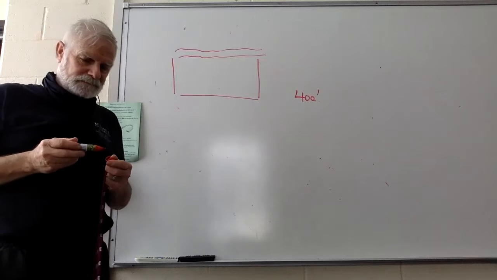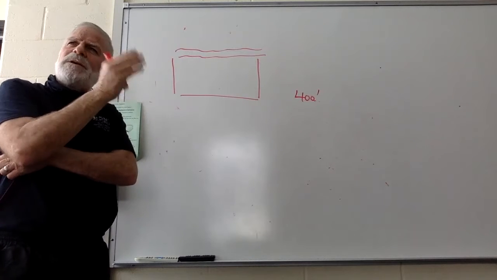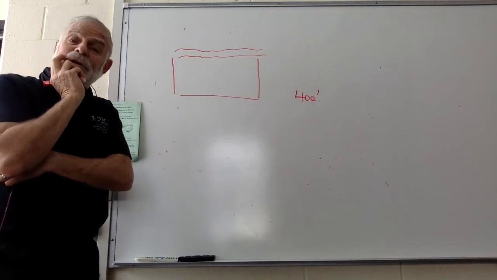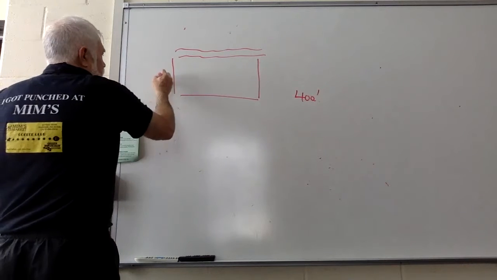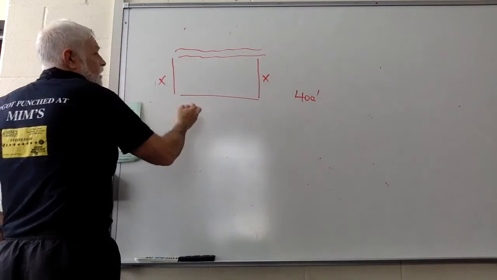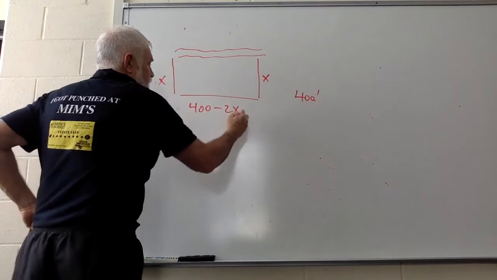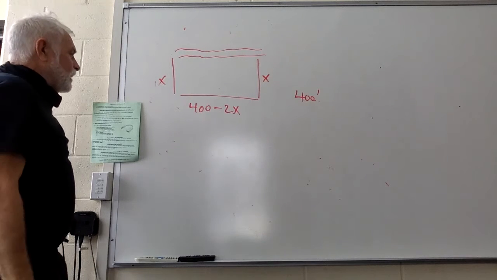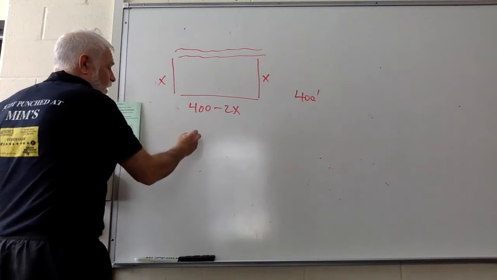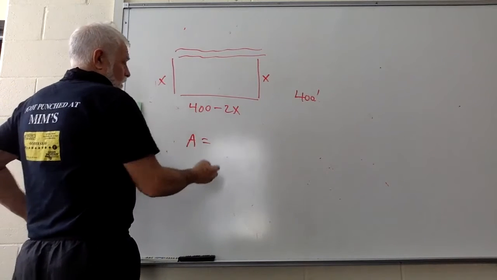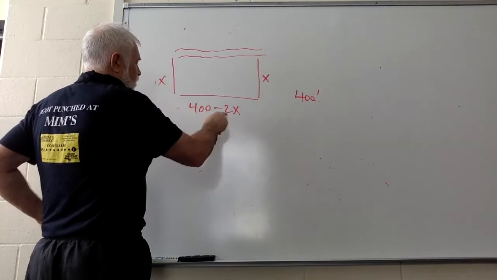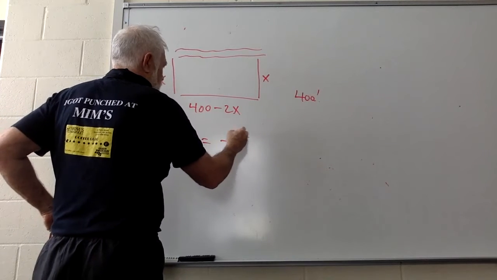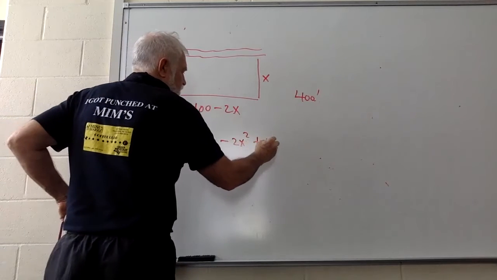So we've got a max-min problem. Gee, I wonder how we solve max-min problems. Integration or differentiation? Differentiation. So that's an x, that's an x, and that's going to be 400 minus 2x. Hopefully that reminds you of some of your Algebra 2 and Algebra 1 word problems. So area is equal to x times 400 minus 2x, which is minus 2x squared plus 400x.